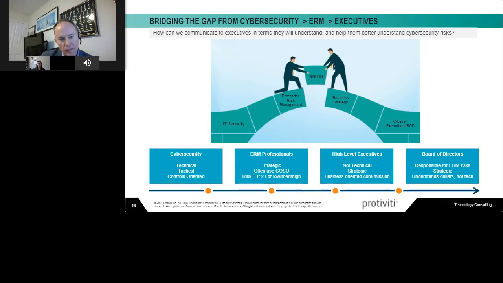And so as we look kind of at the left, there's cybersecurity. We're very technical. We're tactical. Maybe we're controls oriented, but we do things like pen testing and vulnerability assessments and very technical stuff. And when you go talk to an executive, they don't really understand what we're talking about. It doesn't translate into business speak. And as a result, we're not communicating in terms that they understand. As we sort of move up to ERM, we're often becoming more strategic.